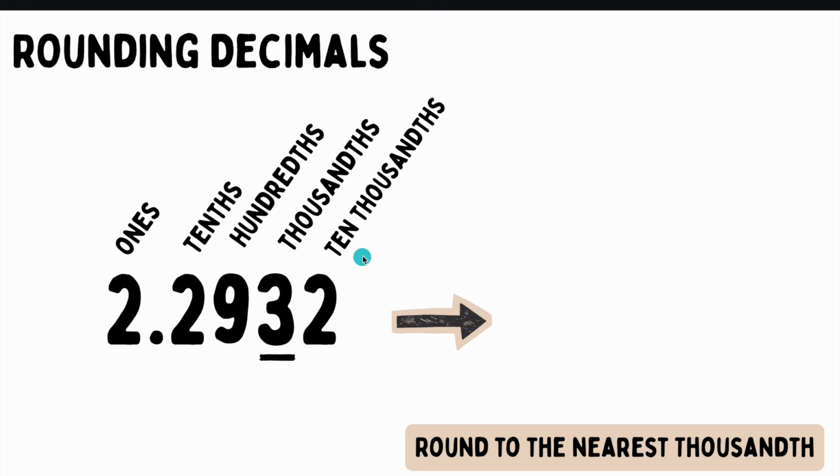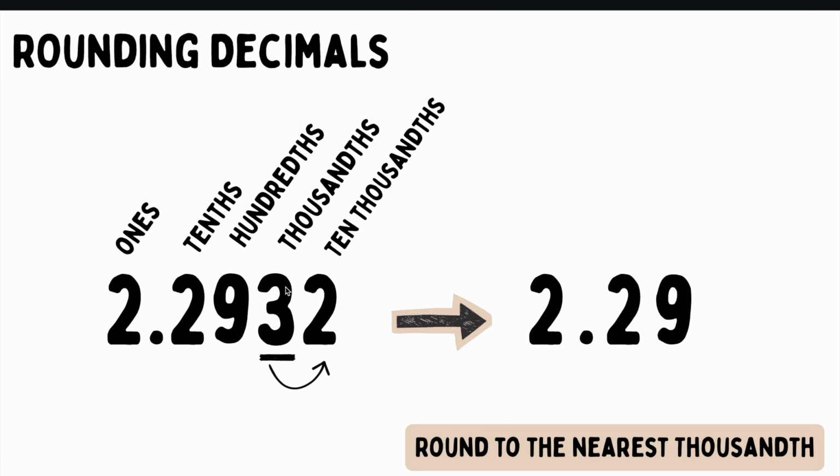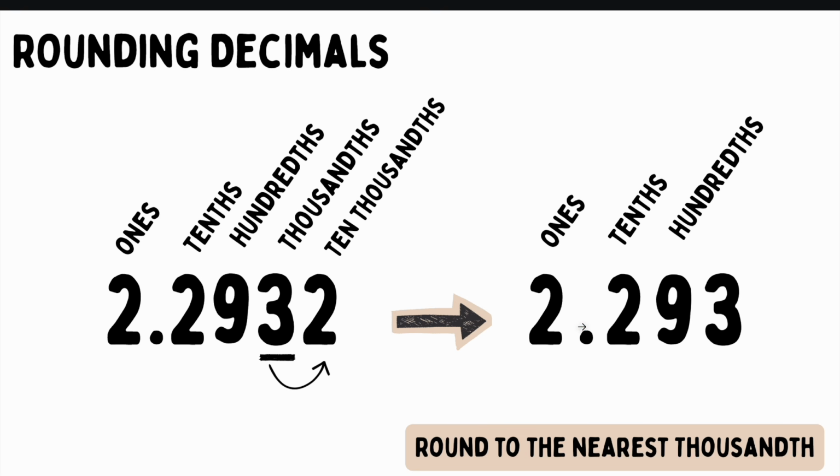Let's look to the ten thousandths. In the ten thousandths, we have the digit 2. 2 is less than 5, which means we will leave the 3 thousandths as is. We will write 2.293 or 2 and 293 thousandths.